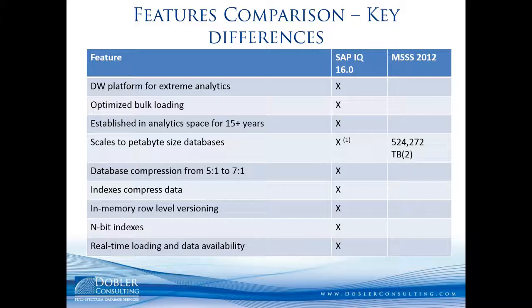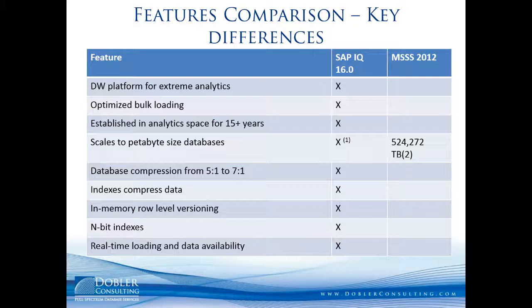SQL Server has a so-called limitation. The limitation is fairly easy. It's 32,767 files with a max file size of 16 terabytes, and you can do the math behind that. SQL Server's compression is not anywhere close to what IQ can do. They do have some compression, but it's way less, and it's not as sophisticated as IQ's compression. Even though SQL Server does compression, it cannot compress indexes.